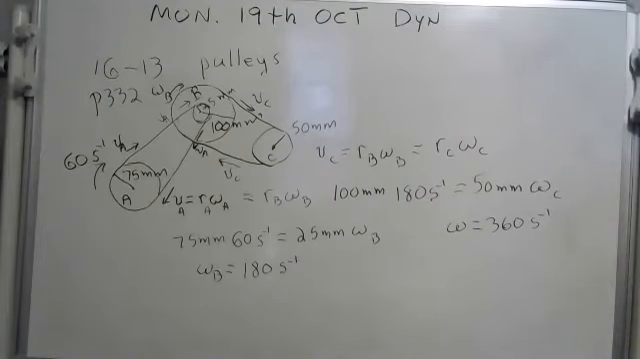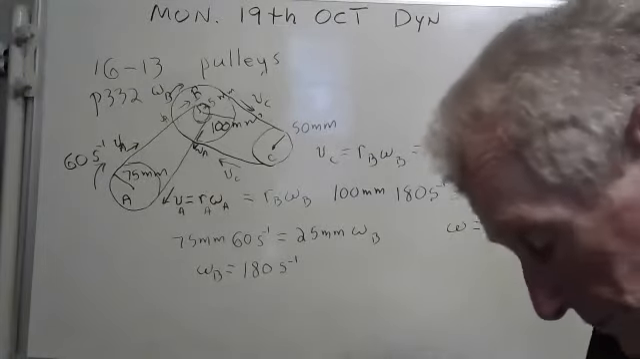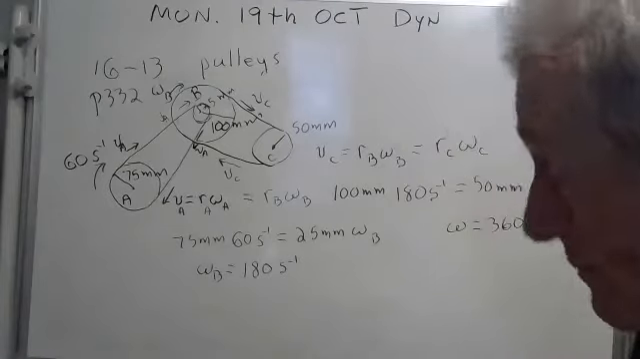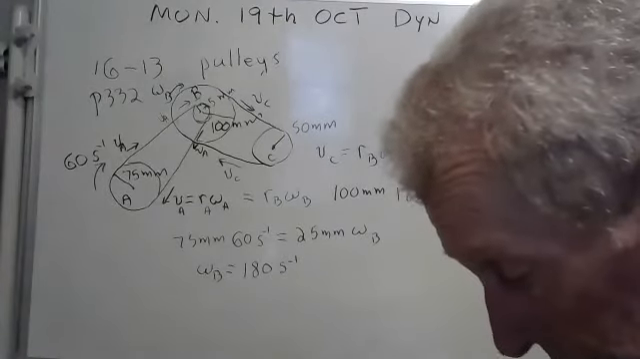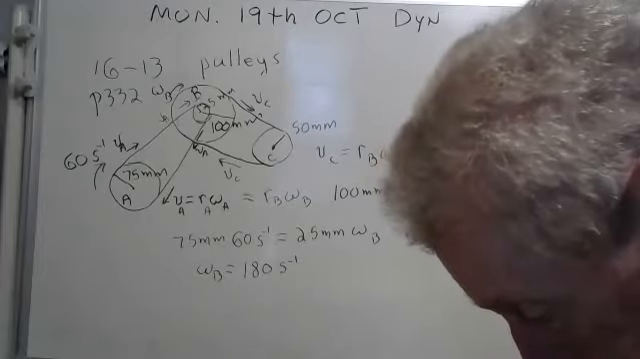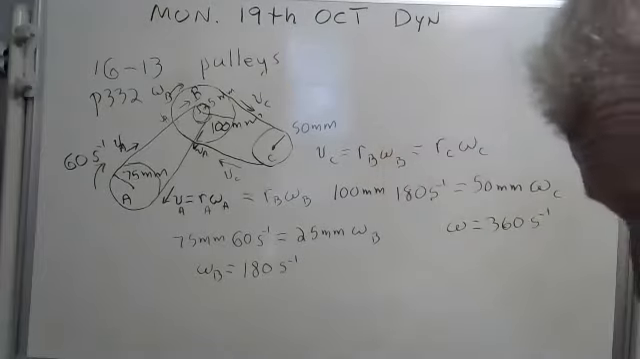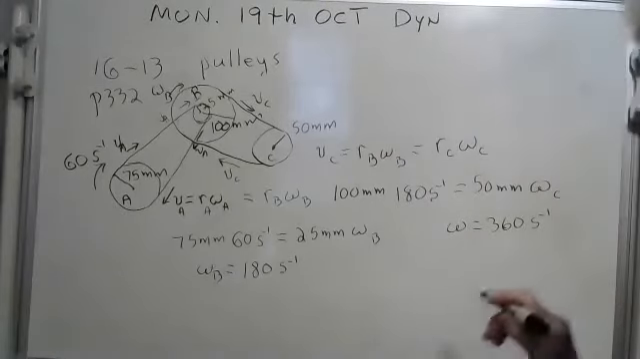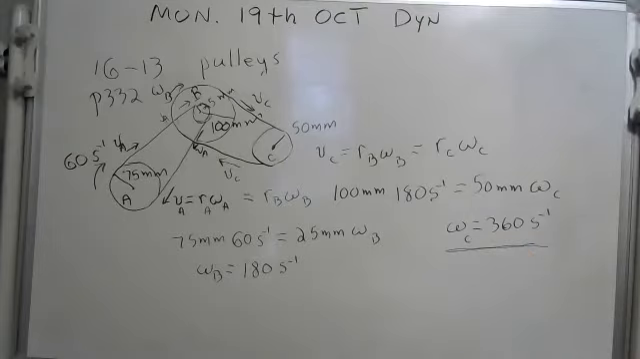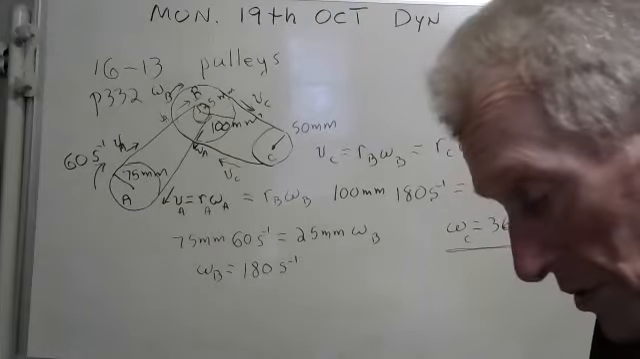Now let's see how we did. This was problem 1613. And I'm going to look it up and see how we did. You can look that up in the back. I already did, and that's what they said it was. They said that the air conditioning pulley angular velocity is 360 radians per second. So we just did a pulley problem.